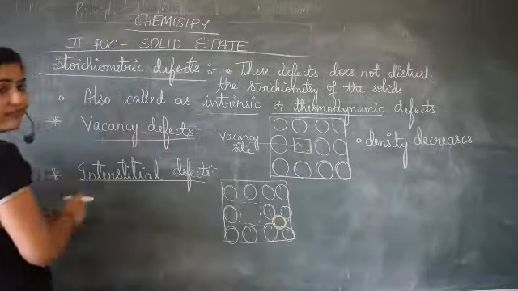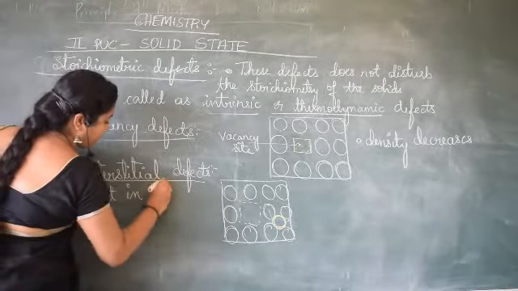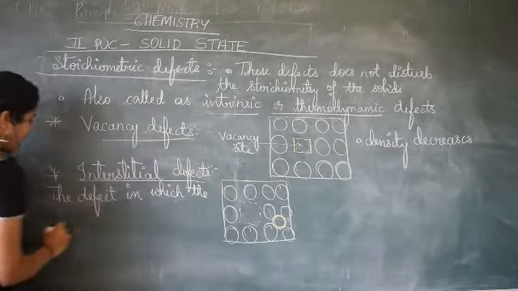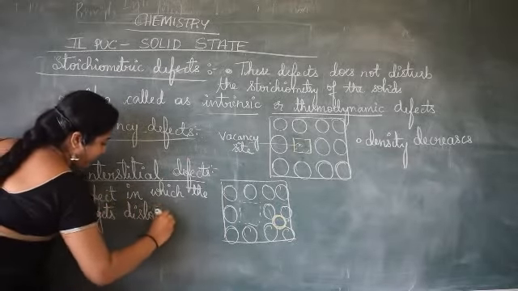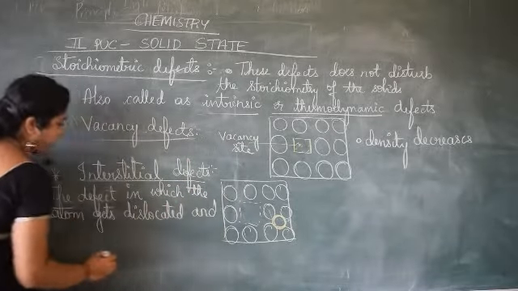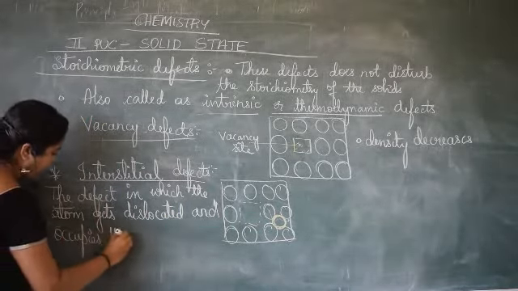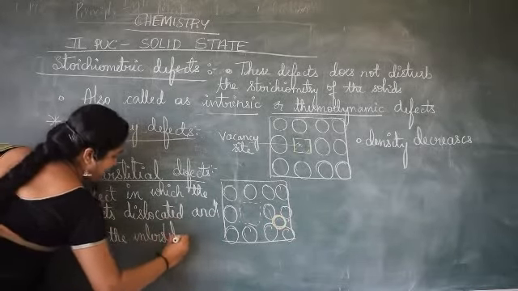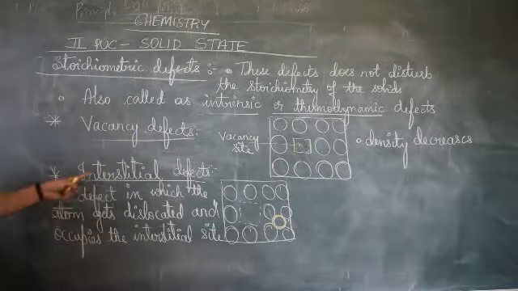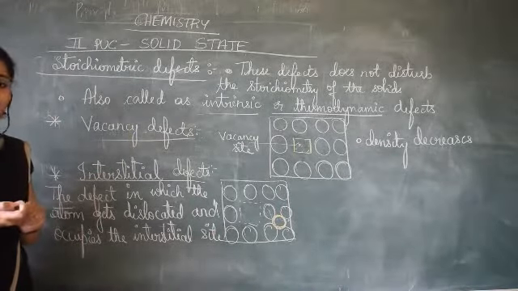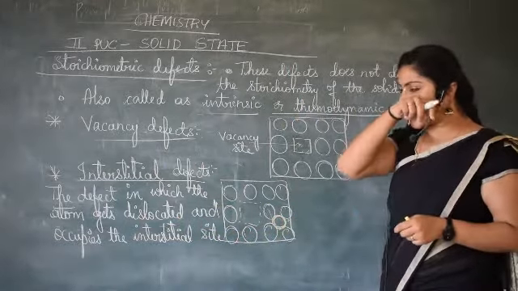So let us define interstitial defect. The defect in which the atom gets dislocated and occupies the interstitial site is called interstitial defect. Now you have understood what interstitial means. Interstitial means not the normal arrangement. Different arrangement than the normal one is called interstitial defect.